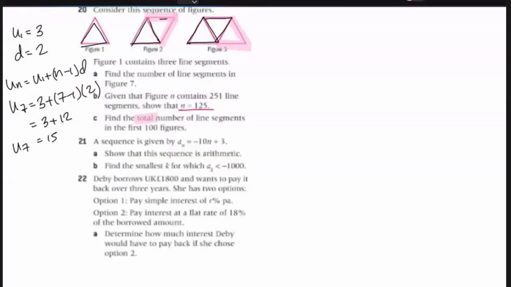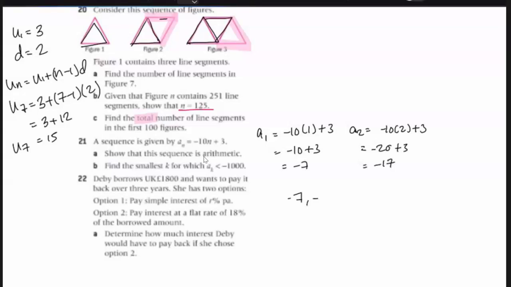To show that it's arithmetic, you want to show that there's a common difference. So if I put in the first few values, for example, a of 1 is negative 10 times 1 plus 3. That's going to give you negative 10 plus 3, which is negative 7. A of 2 is going to be negative 10 times 2 plus 3, which is negative 20 plus 3, which is negative 17. A of 3 is going to be negative 30 plus 3, which is negative 27.